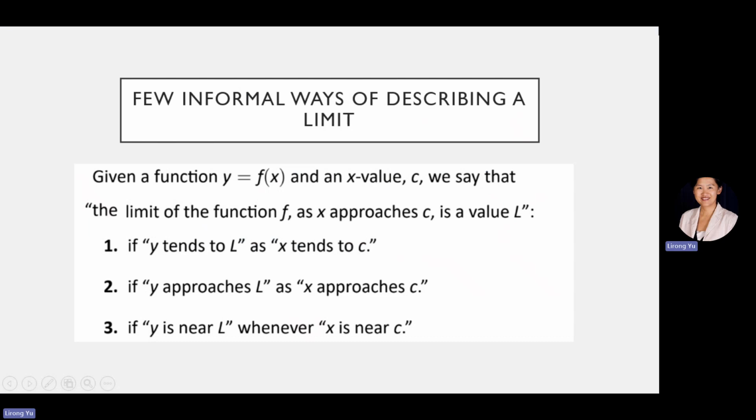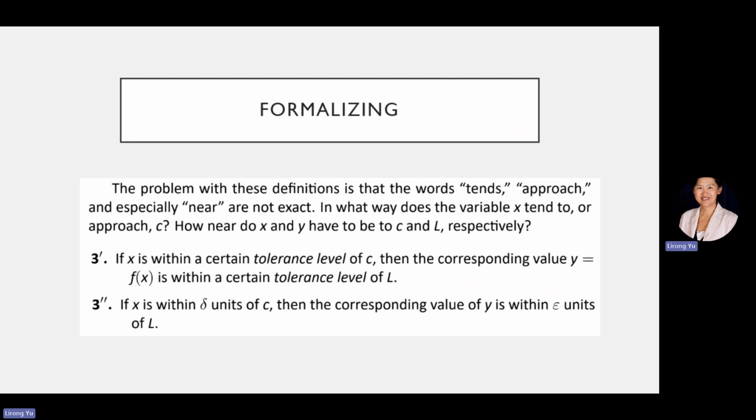So here is a little bit of background from the book. This is taken from the textbook. There are a couple of different ways to define the limit, including an informal way. Now, the formalization. What I was talking about earlier is that you describe the distance between x and c to say that x is within delta units of c, and then the corresponding value of y will be within epsilon units of L. That is the usage of the two Greek letters, epsilon and delta.